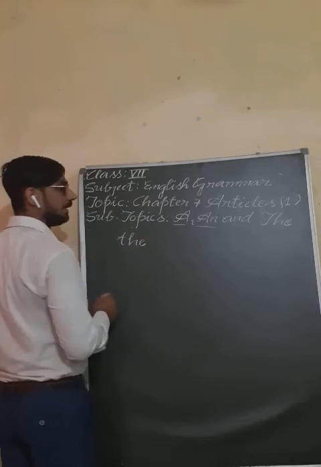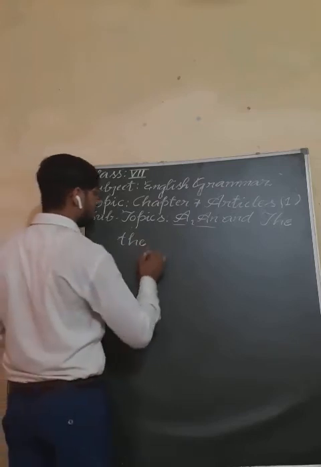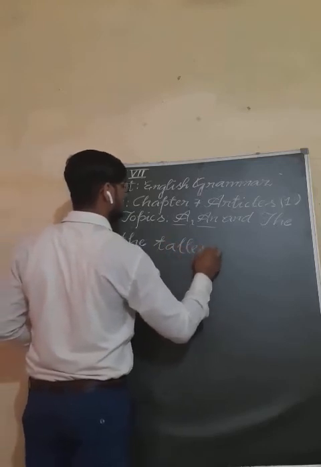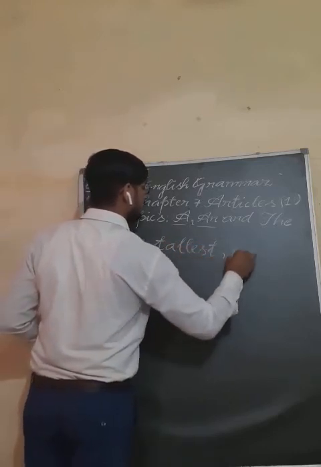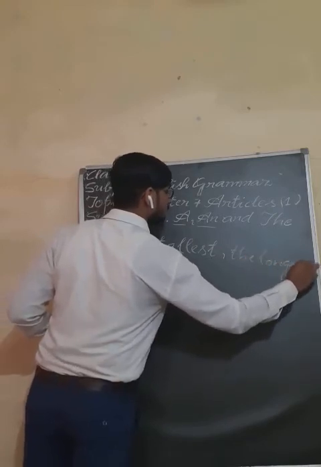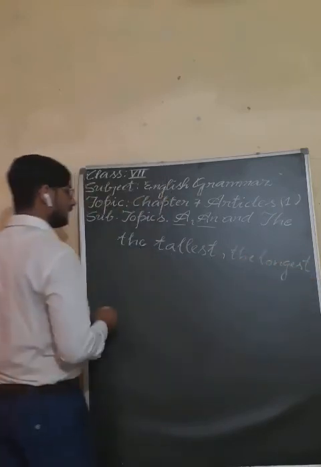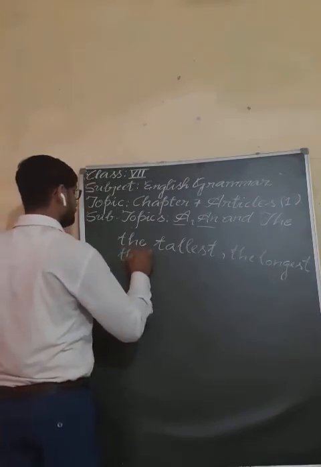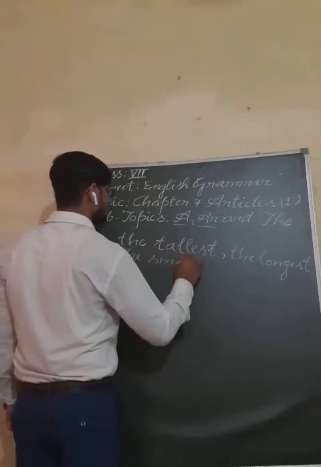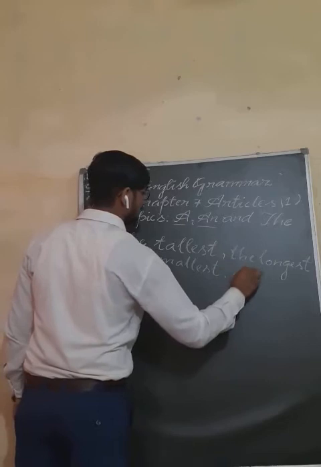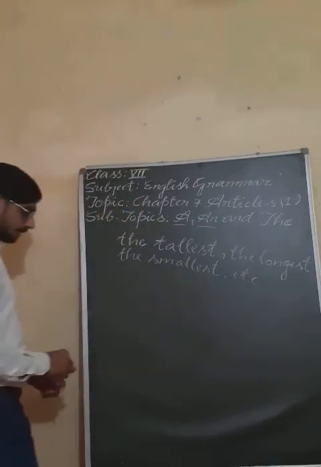After that we are going to use the before superlative. You know the degrees, positive, comparative and superlative. So in the superlative degree you can use the before it, the tallest, the longest, the tallest, the smallest, etc. You can use it. Understand?